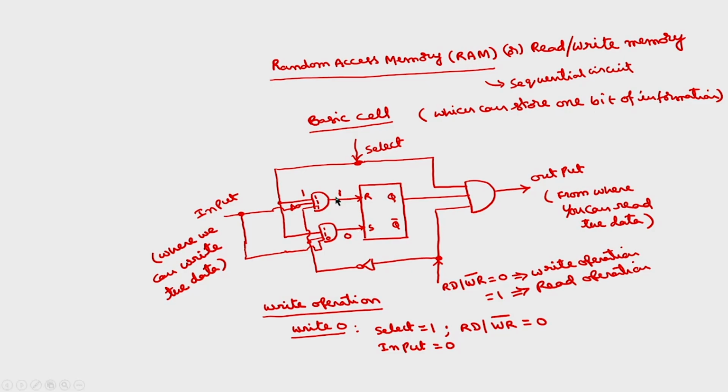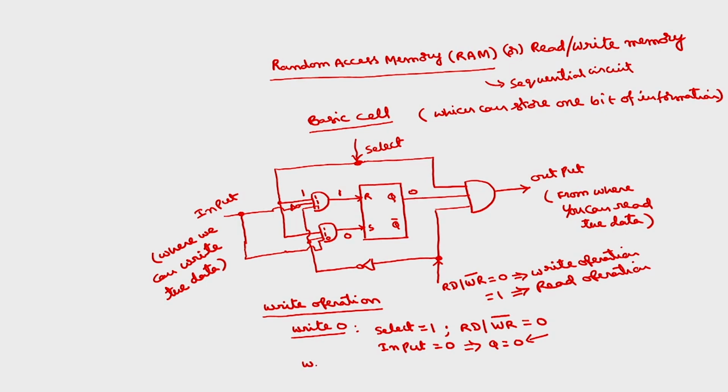For S equal to 0, R equal to 1, what will be the Q? Reset input is 1, so the output will be reset, this is 0. Implies Q is equal to 0. So Q equal to 0 means you are writing 0. Whatever the value of Q, that is the information that we have written into the cell.